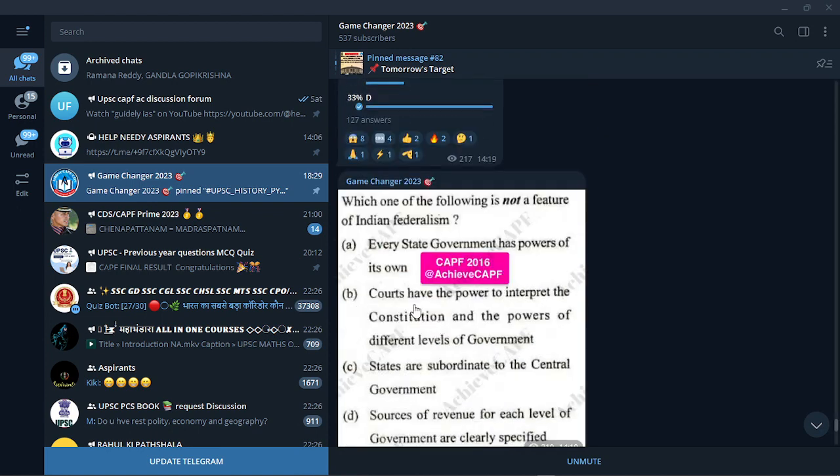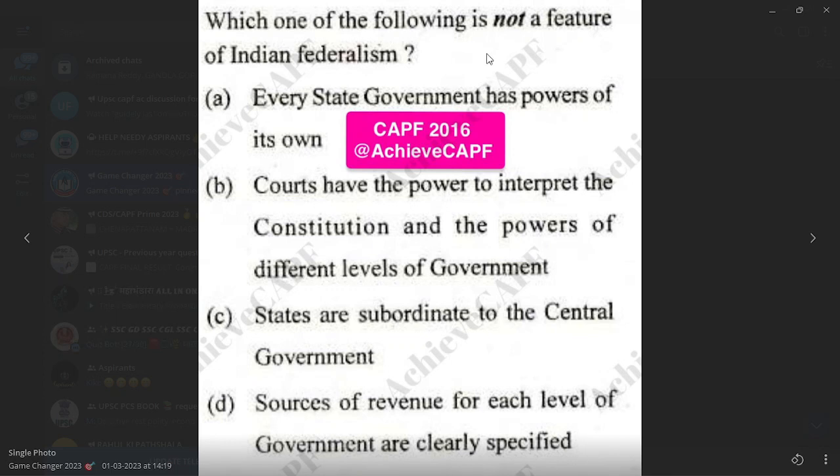D, correct. Which of the following is not a feature of Indian federalism? Every state government has its own power. Courts have the power to interpret the constitution and the powers of different levels of government. States are subordinate to the central government. Sources of revenue for each level of government are clearly specified. C is the correct answer for this question, since it asks which is not a feature of Indian federalism.